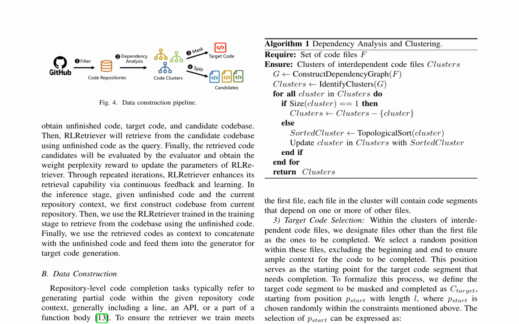The paper also describes the data construction process, which includes repository filtering, dependency analysis, target code selection, and candidate construction. The authors employ a dependency analysis to identify clusters of interdependent code files and select target code segments for completion. They propose a simple yet effective split aggregate candidate construction strategy inspired by human programming habits.